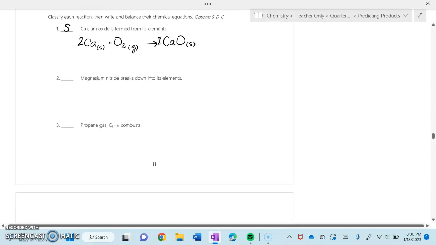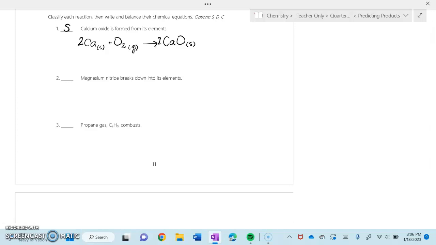Magnesium nitrate breaks down into its elements. So this is kind of the opposite, decomposition. Magnesium and nitrogen. Now check your charges to see what our formula should be. Crisscross method, this should be Mg3N2. So we're going to break it down into magnesium and nitrogen, because those are the 2 elements in this compound.